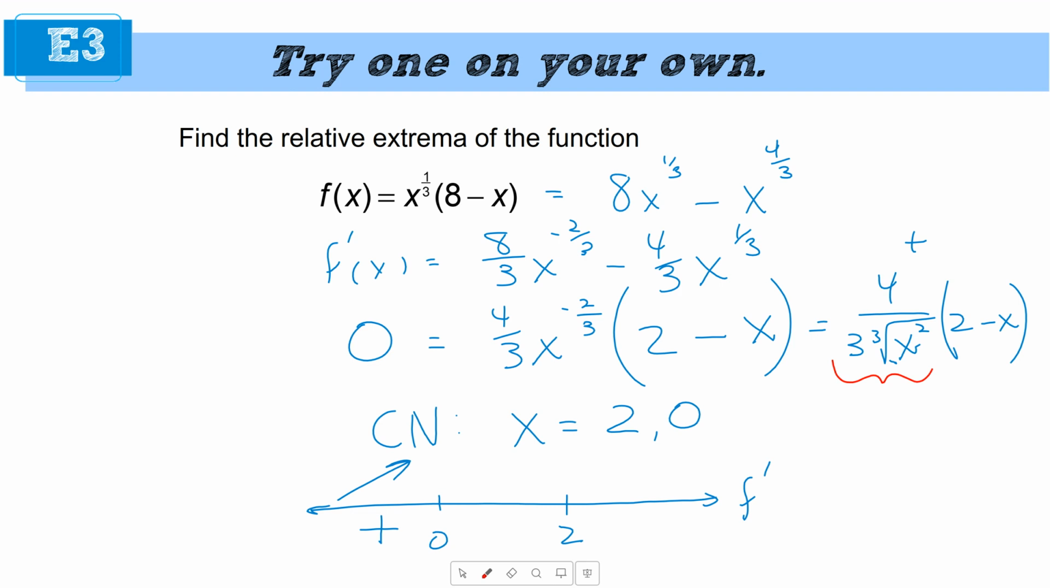Adrian, what number would you like to test between 0 and 2? I feel like 1 would be the best. 1 is, well, I don't know best, but it's a solid choice. If I put 1 in there, is it positive or negative? Positive.